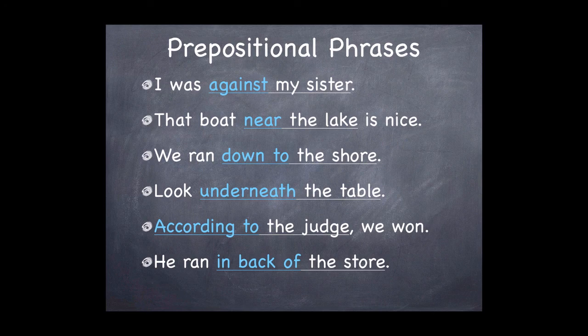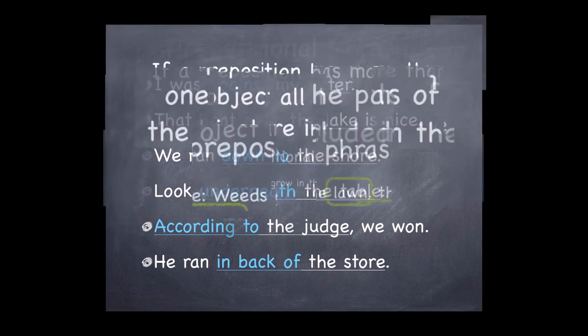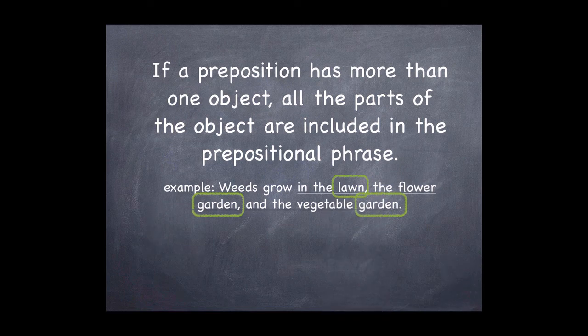They contain a preposition and they contain an object of the preposition. If a preposition has more than one object, all parts of the object are included in the prepositional phrase. So prepositional phrases can have more than one object. In this case, we have two objects, which are garden, a vegetable garden, a flower garden, and the word lawn. So all three of those are objects of the preposition, and that makes one prepositional phrase.